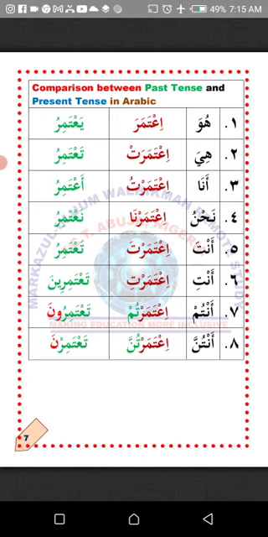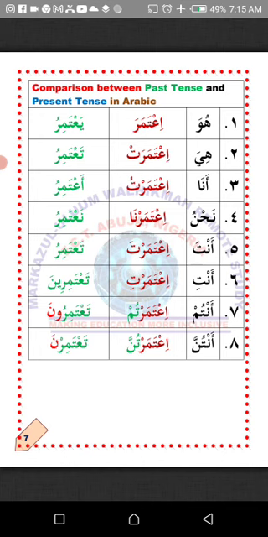Thalatha, number three. Ana, I. I'tamartu, I have performed Umrah, or I performed Umrah. A'tamir, I am performing Umrah, or I perform Umrah. Arba'a, number four. Nahnu, we. I'tamarna, we have performed Umrah, or we performed Umrah. Na'tamir, we are performing Umrah, or we perform Umrah.